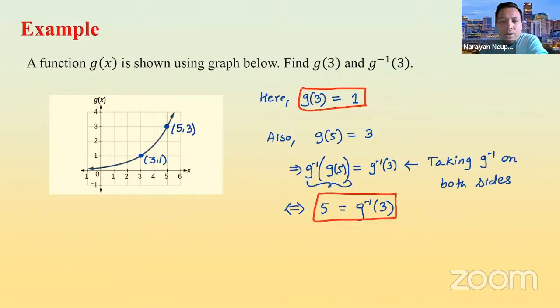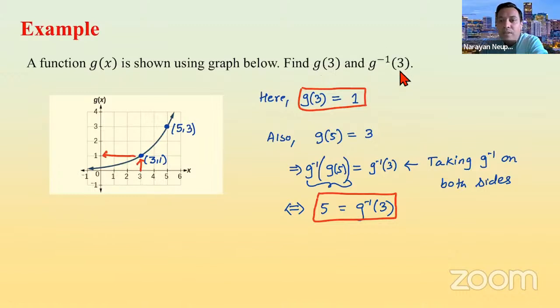But if you want to think in a simple way, see g of 3. When I say g of 3, you start with x, and then when you go to 3, the value of the function is 1. You start with x because it is a regular function. So g of 3 is 1.